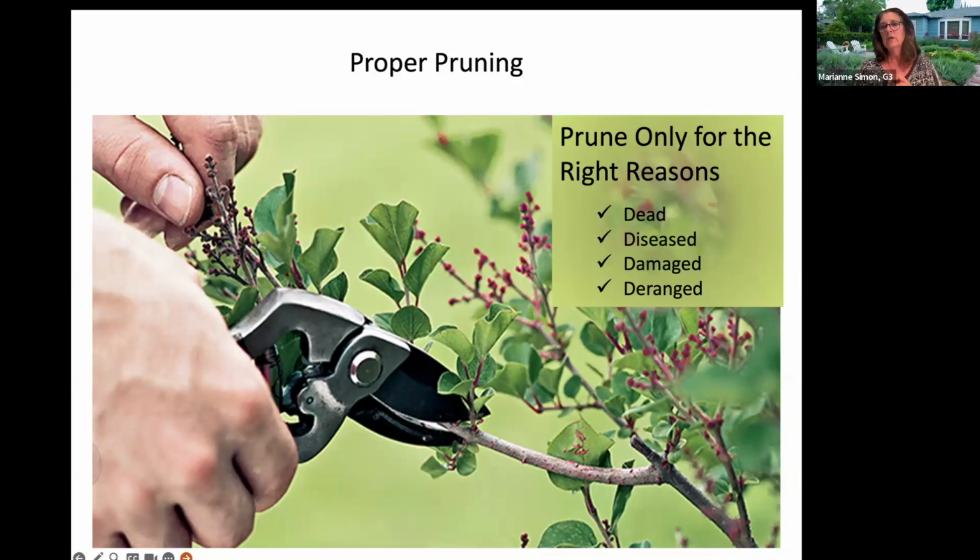So we say really, prune if there's a branch that is dead, if it's been diseased and you can't just hose it off, if it's been damaged, say in the winds, or deranged. So basically you bought a plant that's like this, and then it's got a wonky branch. Okay, go ahead and do it once.